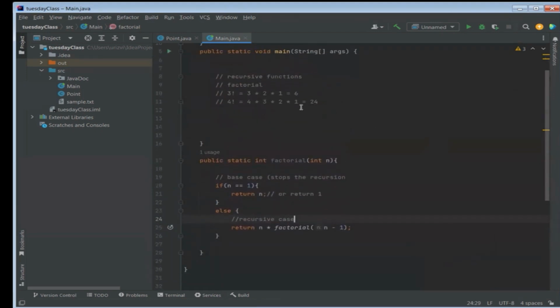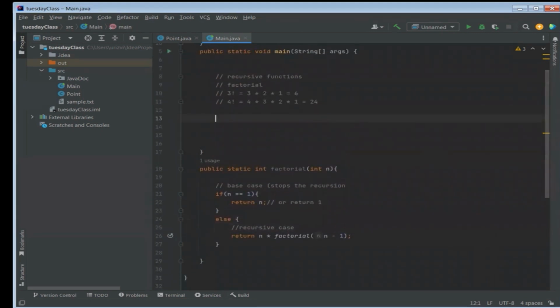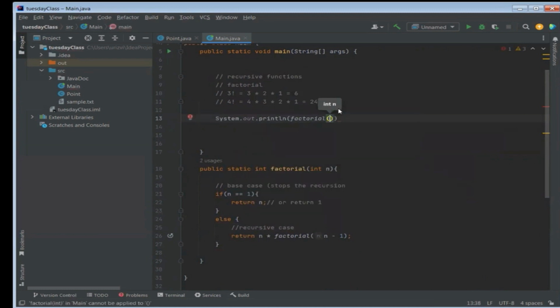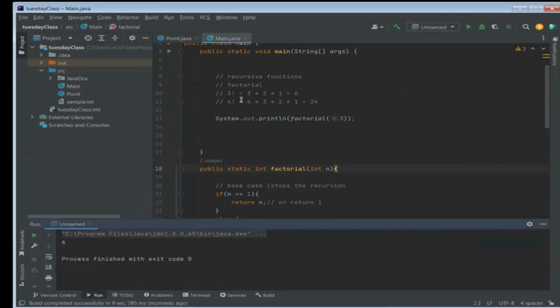So let's test it out so we actually get the same answer. I'm going to do system.out.println, and then we do factorial, and we're going to pass in 3, see what we get. And we do get 6. And for 4 we should get 24, so let's try 4.